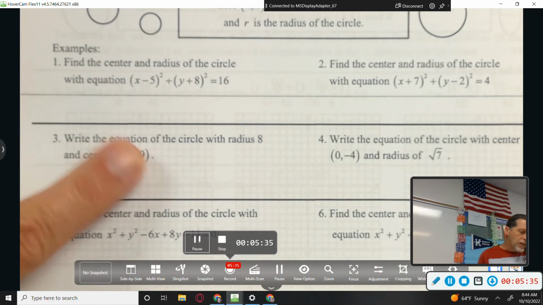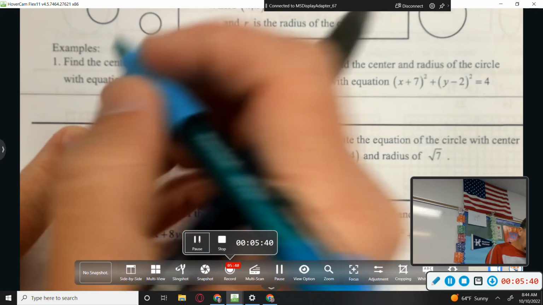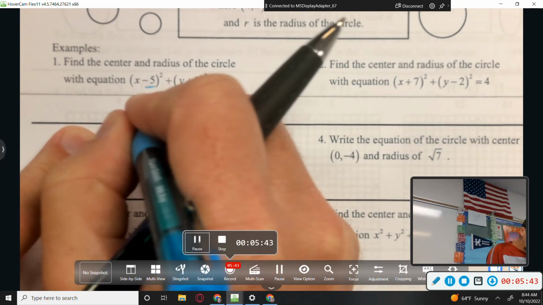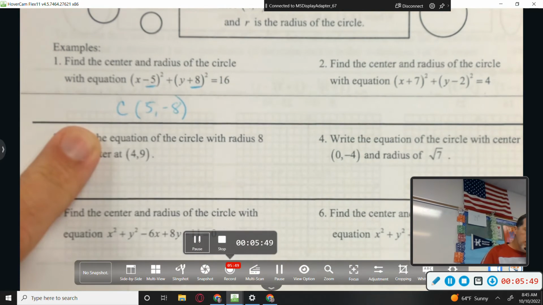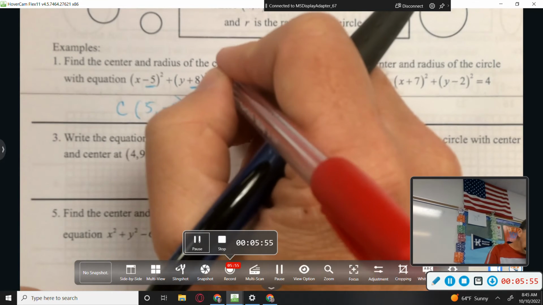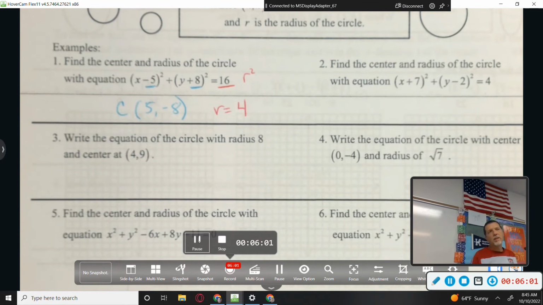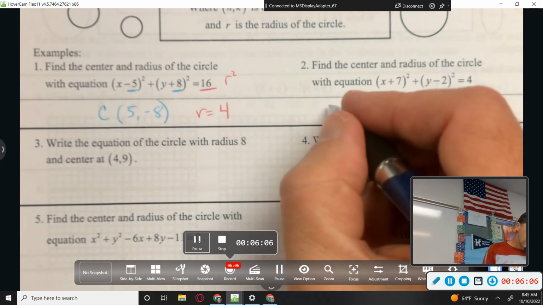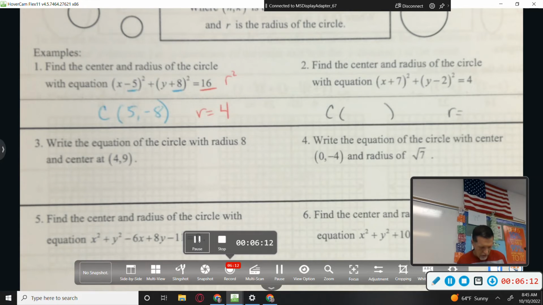All right, example 1, find the center and radius of that circle. The only thing you have to be careful about is that the signs change. So the center would be at (5, -8). And the number on the other side is r squared. So r would be 4. So I think it's fairly straightforward today for most of it. There's one little trick that's coming up in a little bit.